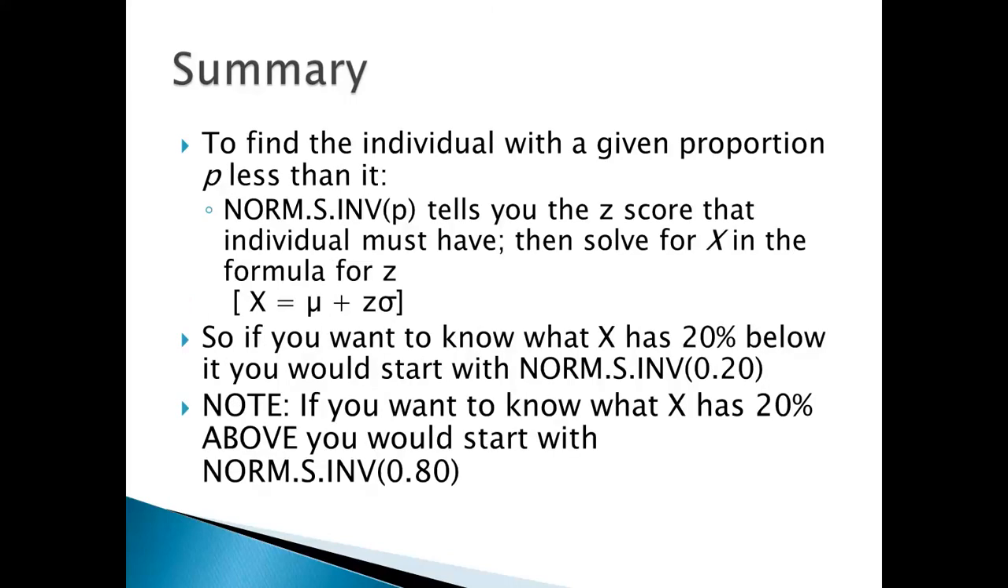To find the individual with a given proportion less than it, take NORM.S.INV of p, that will tell you the z-score, and then solve for x in the formula. So if you want to know what x has 20% below it, you would start with NORM.S.INV of 0.20. And be careful, if you want to know what x has 20% above it, well, NORM.S.INV doesn't read your mind, so you have to realize that means you want 80% below it, and you would start with NORM.S.INV of 0.80.